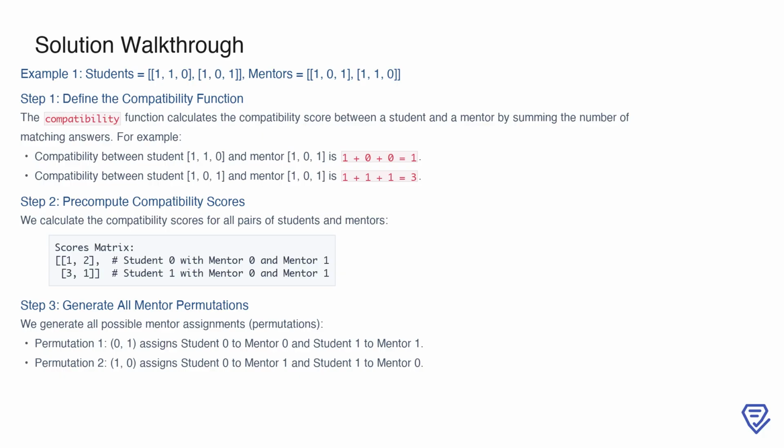Next, we generate all possible mentor assignments using permutations. For our 2 students and 2 mentors, there are 2 possible assignments: assigning student 0 to mentor 0 and student 1 to mentor 1, or swapping the assignments. These permutations will help us evaluate all potential pairings efficiently.